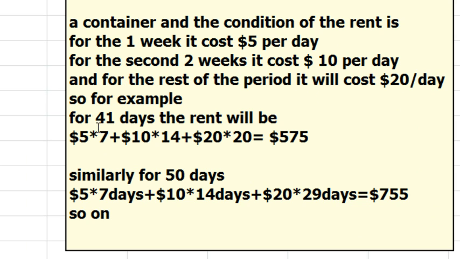So for the first, for example, 41 days, $5 a day times the first 7 days, $10 a day times the next 14 days. And then we have 7 plus 14, 21. 41 minus 21 is 20 days times $20, $575.